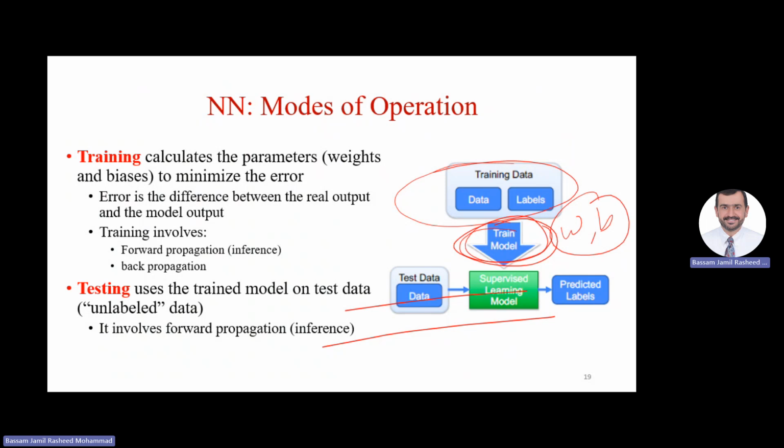Okay, GPT stands for what? Generative pre-trained transformer. Right or not, I don't know. So it's pre-trained for you.